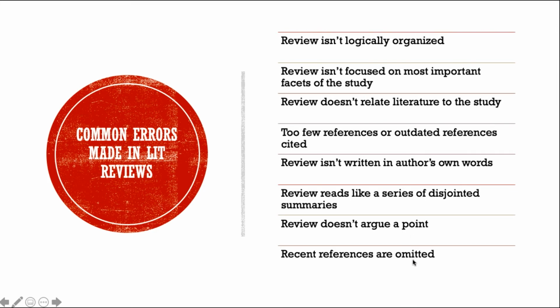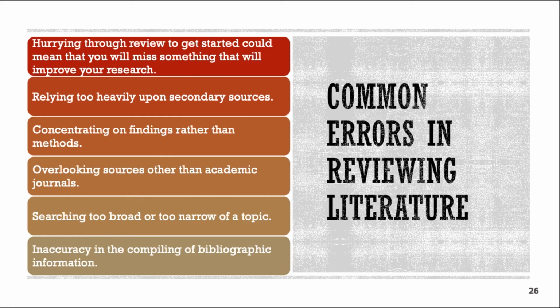Recent references are omitted. The most up-to-date studies or work, you omit them, intentionally or unintentionally, that doesn't matter. The most important ones, you omit them. When you omit these most up-to-date references, it means that you are discarding current advanced knowledge. What other common errors are there in a literature review?